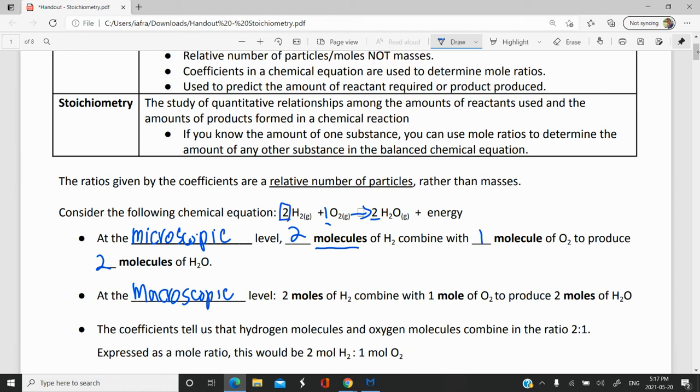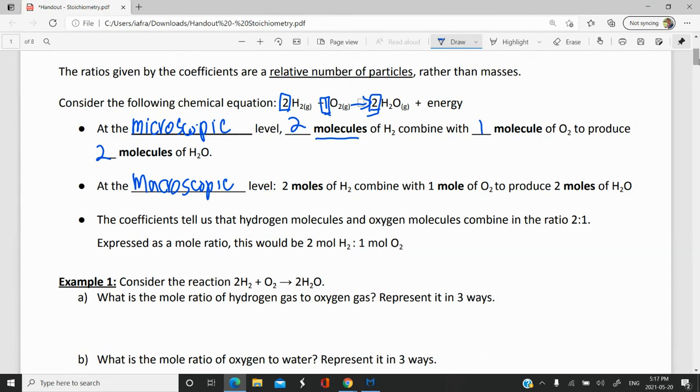So 2 moles of H2 reacts with 1 mole of O2 to make 2 moles of H2O. That's the other way to look at it. Regardless, it works either way because they're ratios. So again, we can write out a ratio. The coefficient tells us that hydrogen molecules and oxygen molecules combine in a 2-to-1 ratio, or a mole ratio, you could say 2 moles of H2 for every 1 mole of O2. And you can make conversion factors with that to solve problems.